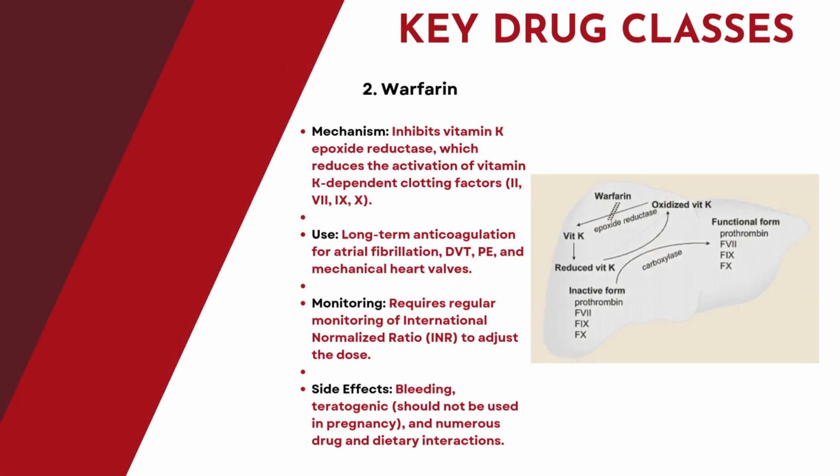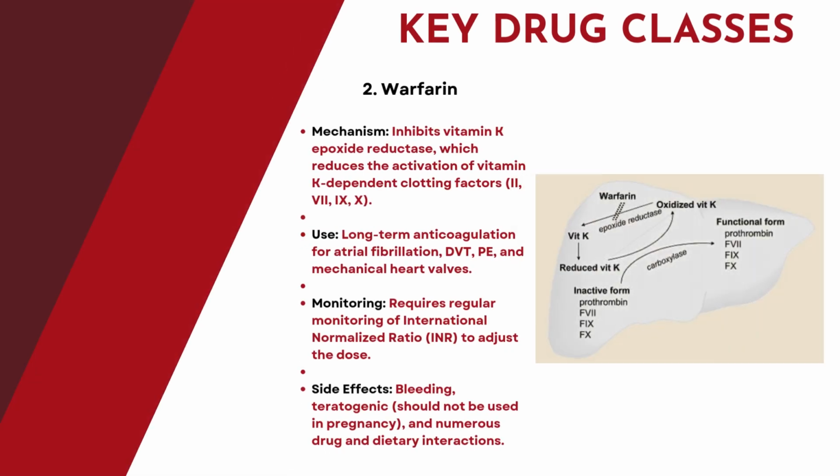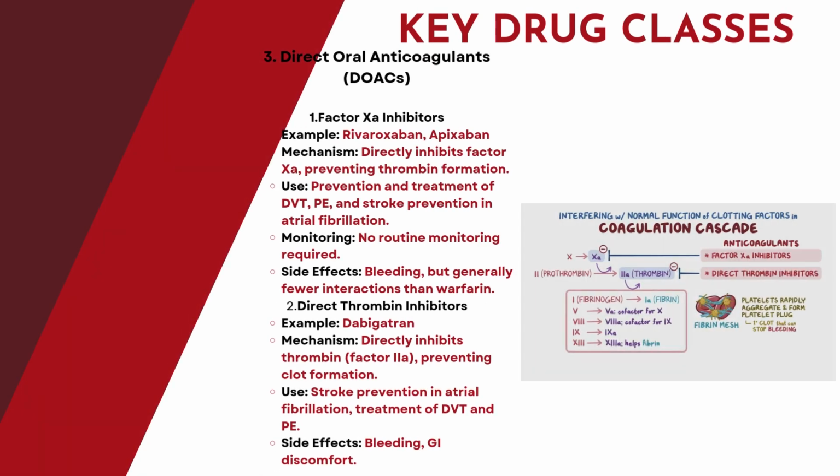2. Warfarin. Mechanism: inhibits vitamin K epoxide reductase, which reduces the activation of vitamin K-dependent clotting factors 2, 7, 9, 10. Monitoring: requires regular monitoring of international normalized ratio to adjust the dose. 3. Direct oral anticoagulants. They are factor XA inhibitors. Mechanism: directly inhibits factor XA, preventing thrombin formation. Monitoring: no routine monitoring required.